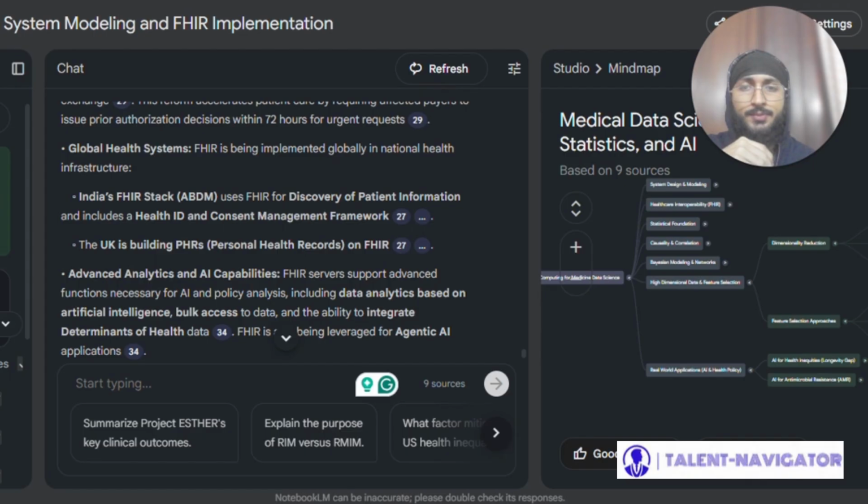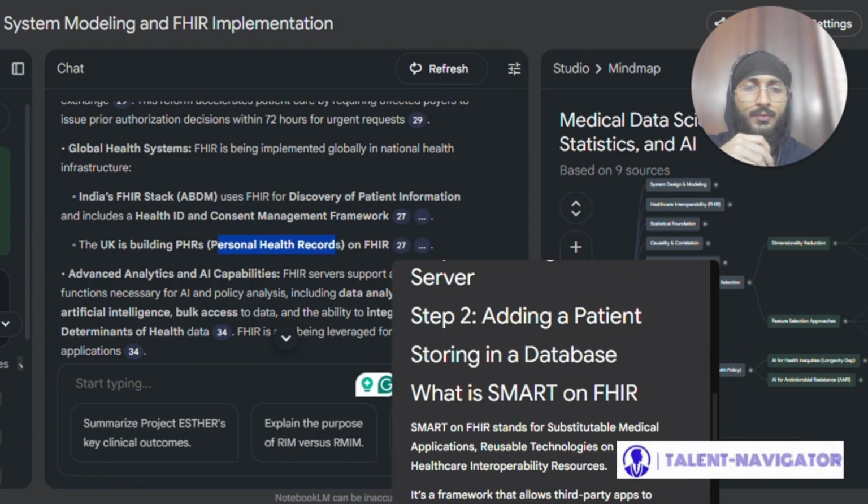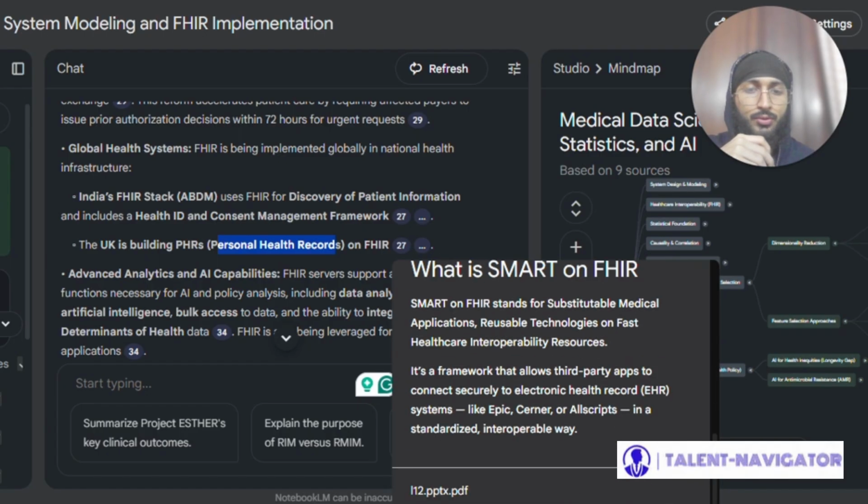Then we have global health systems, with FHIR being implemented globally in national health infrastructure. India's FHIR stack, ABDM, uses FHIR for discovery of patient information and includes a health ID and consent management framework. The UK is building PHRs, personal health records, on FHIR, right? So adding a patient and storing in the database, you can go through that.